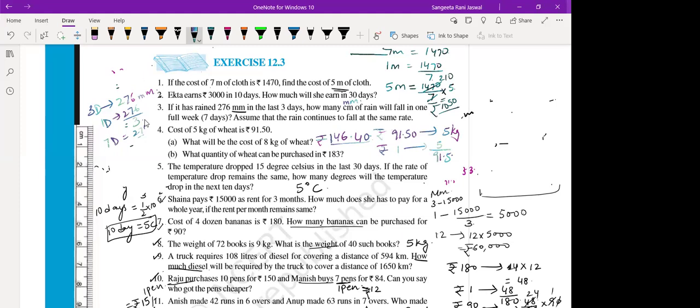And now you are asked to find for 183 rupees. In 183 rupees, how much wheat can be purchased? So the wheat purchased in 1 rupee multiplied by 183. Right? So please do it. I'm just showing you because this question is asked in the reverse way, in the opposite way.